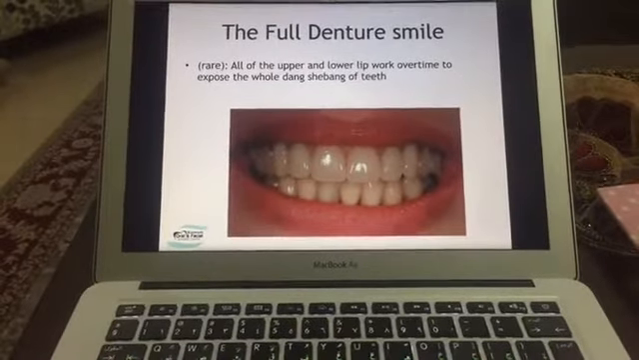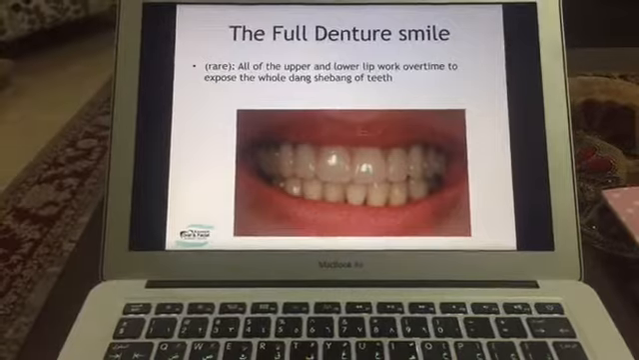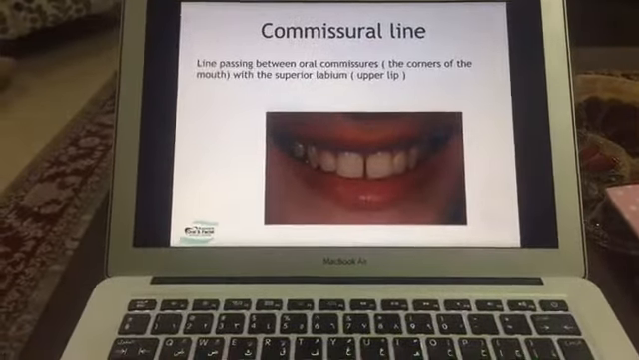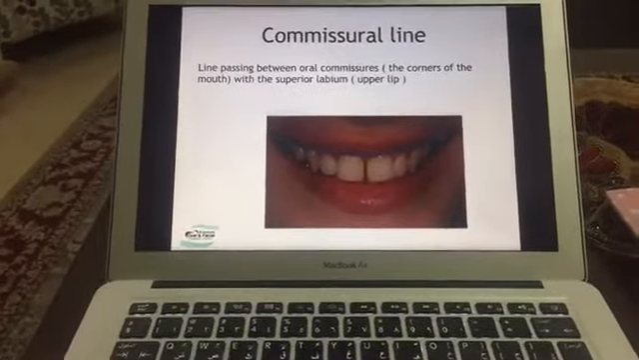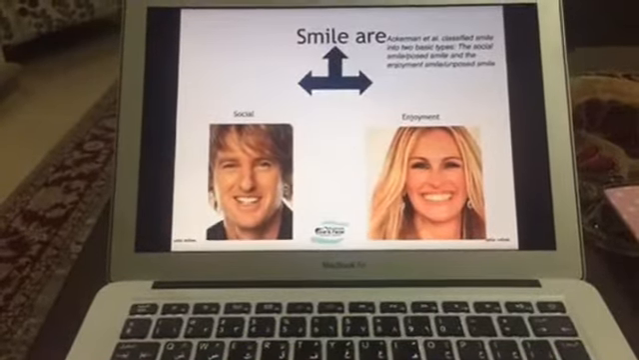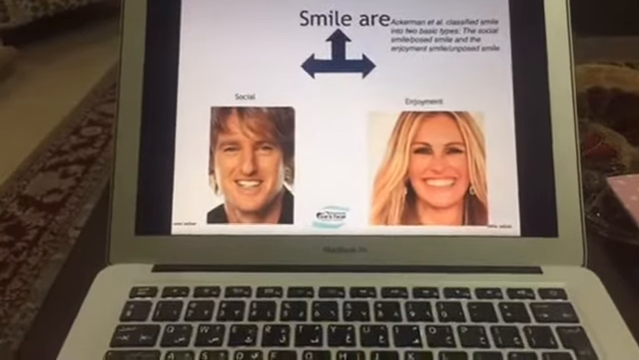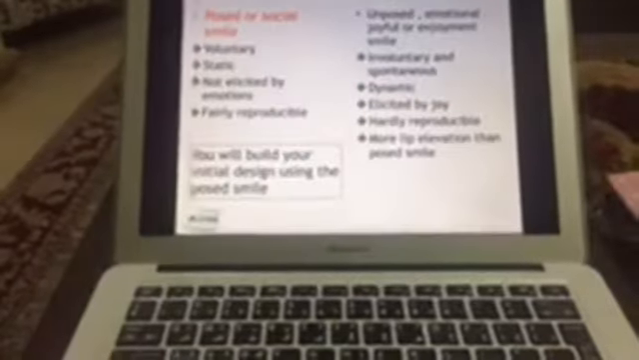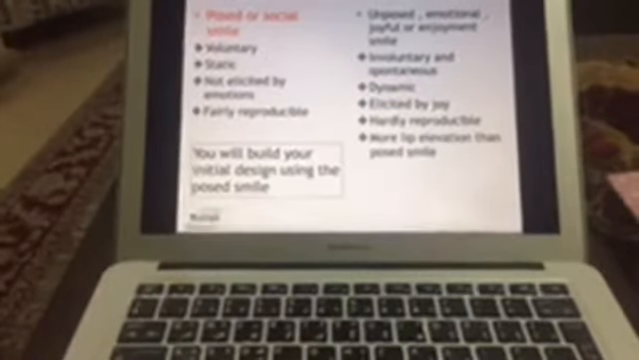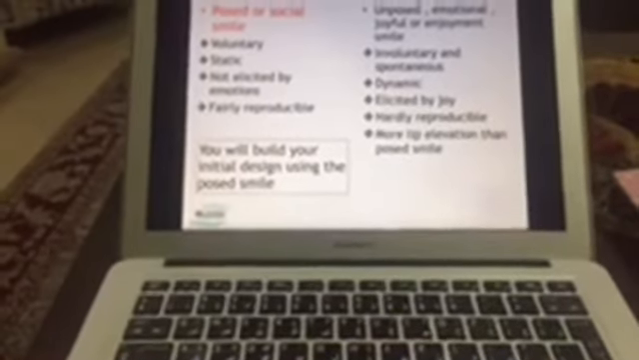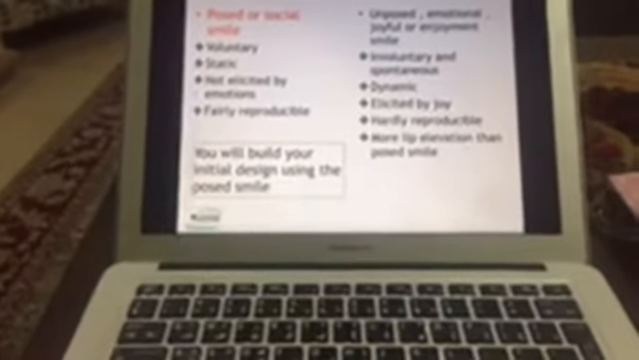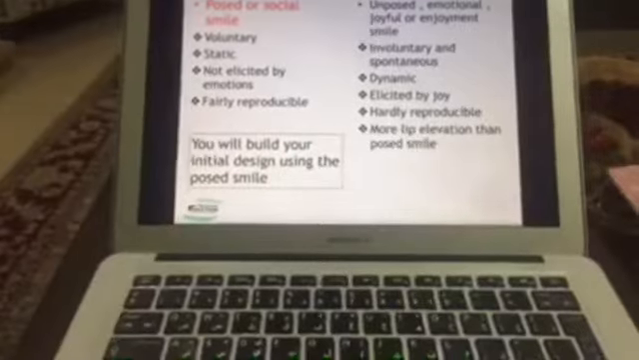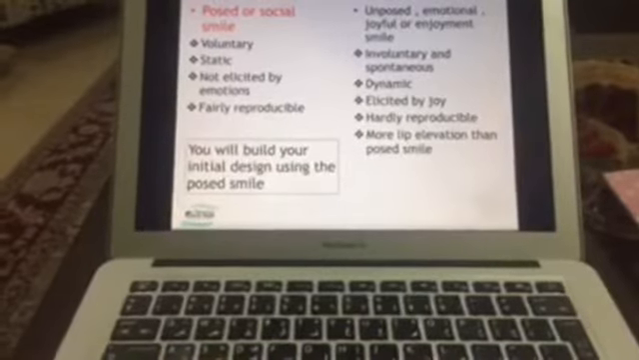Full denture smile, it's like a denture, it's very rare. Commissural smile, this line passes between the oral commissures, like this smile. Smile can be social or enjoyment. When you make a design for the smile, we work on the social smile, not the enjoyment smile. Posed smile is voluntary, static, and reproducible, and this enables you to build a smile design. Unposed smile is involuntary and dynamic, and it's difficult to work on this smile.